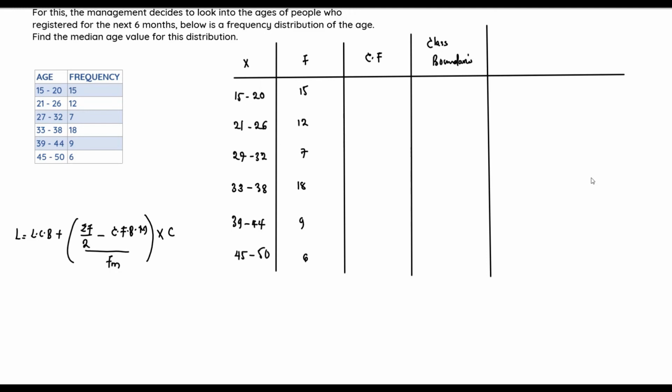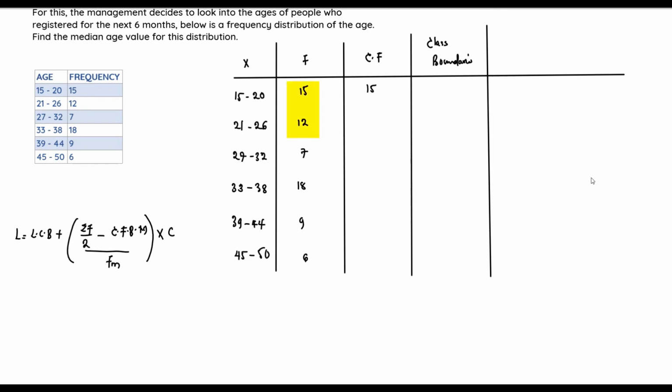So the first step is for us to get the cumulative frequency, and as the name implies, the cumulative frequency is actually the sum of frequency. For the first class, which is 15 to 20, the frequency is 15. So most times we actually repeat the frequency back. So we have here 15, and the next class is 21 to 26. So we have the frequency to be 12. So we are going to be summing the frequency at 12 and the frequency before 12, and that is going to be 12 plus 15.